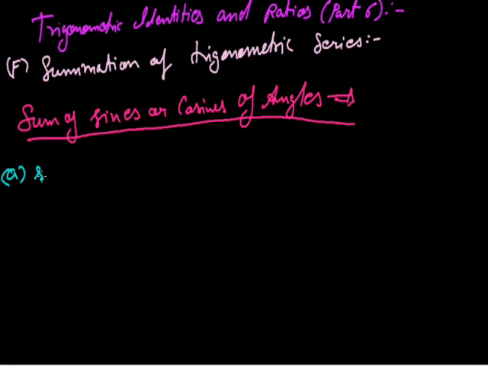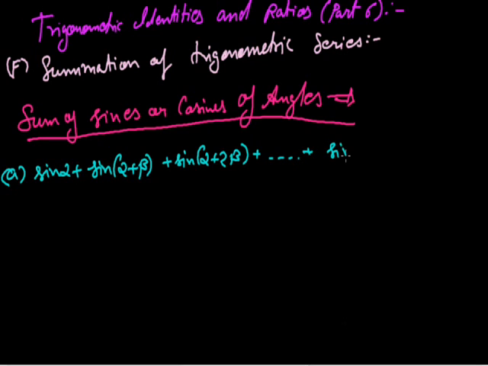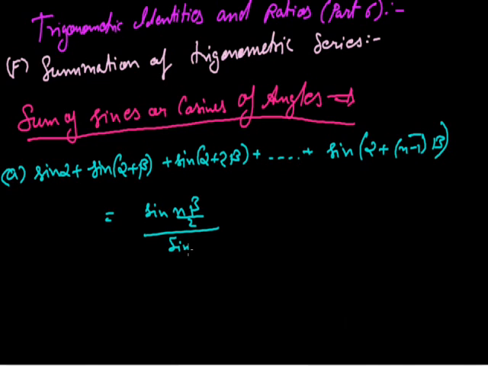A. sin alpha plus sin (alpha plus beta) plus sin (alpha plus 2 beta) plus ... plus sin (alpha plus (n minus 1) beta) is equal to sin(n beta by 2) upon sin(beta by 2) into sin(alpha plus (n minus 1) by 2 beta).